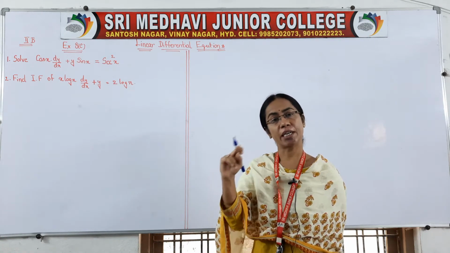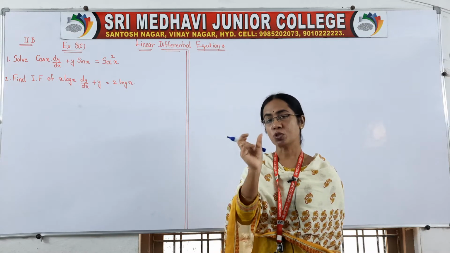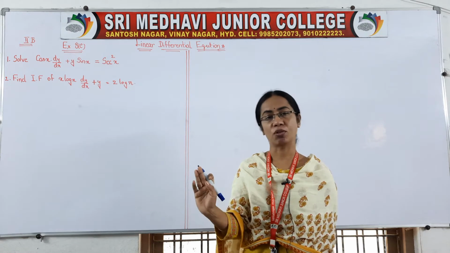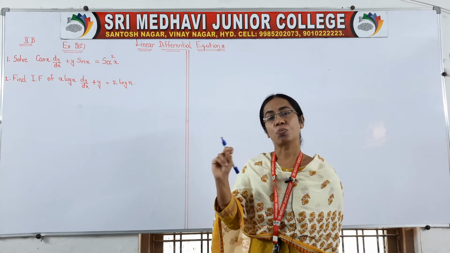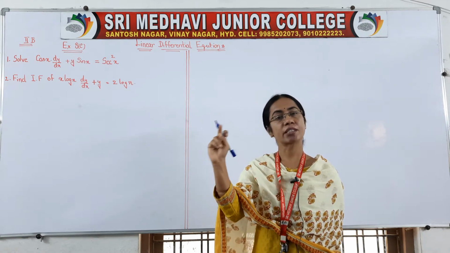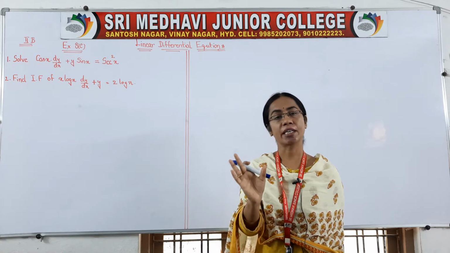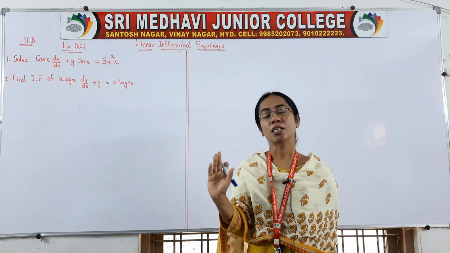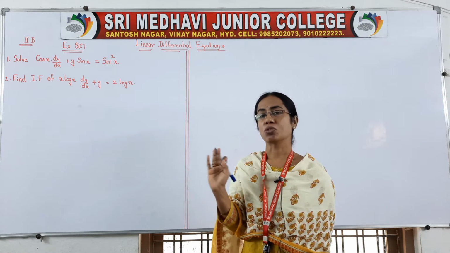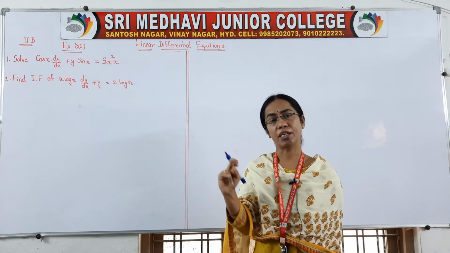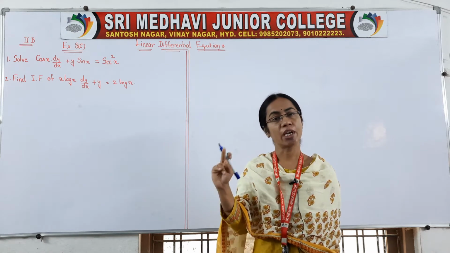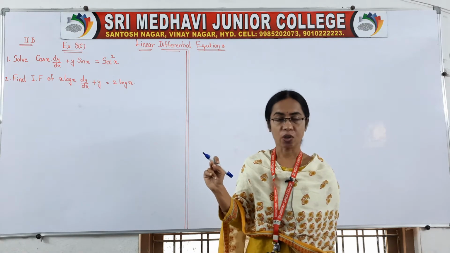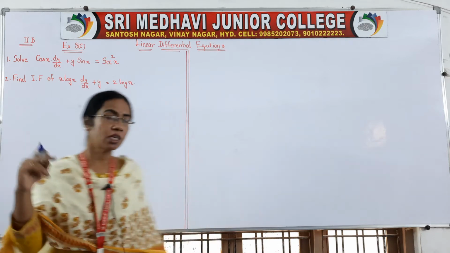It is nothing but the integration of p. Suppose the p term is in x, we find the integral of p dx; if the p term is in y, we find the integral of p dy. After that, e to the power of integral of p dx or p dy is called the integrating factor. After getting the integrating factor, we have to find the general solution. The general solution is y into integrating factor is equal to integration of q into integrating factor plus c. Like that we have to solve the problem.